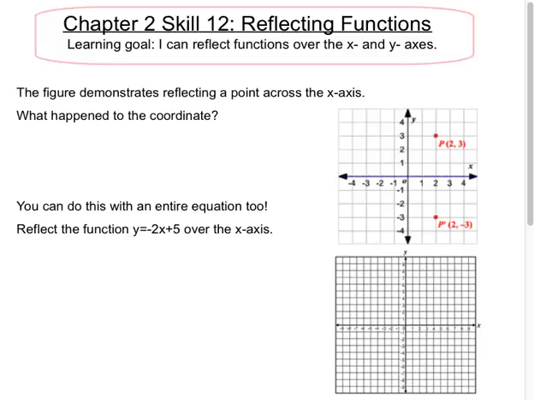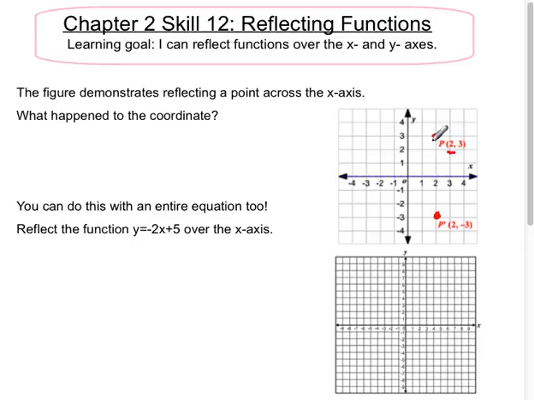Today we talk about our third and final type of transformation. We've covered translating, we've covered stretching, now we're going to talk about reflecting functions. So, to the right, I have an example of taking this point P right here, and then reflecting it over the x-axis. Okay? So, in reflecting it over the x-axis, what do you notice happened?